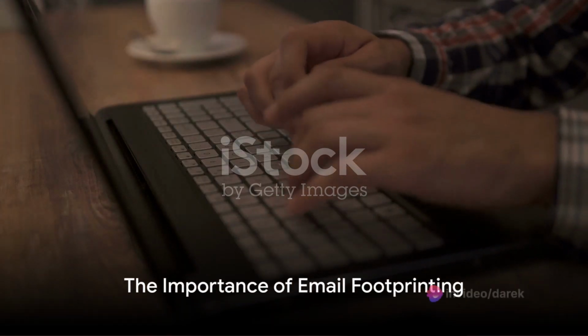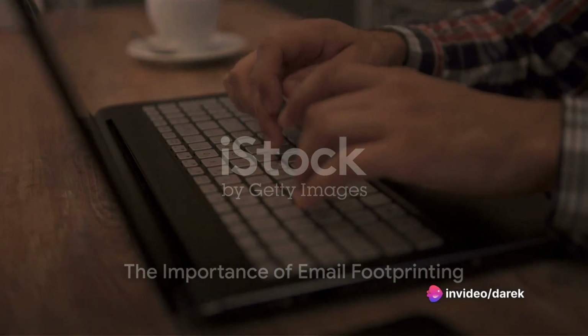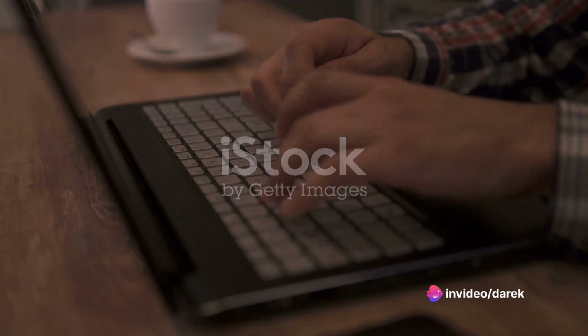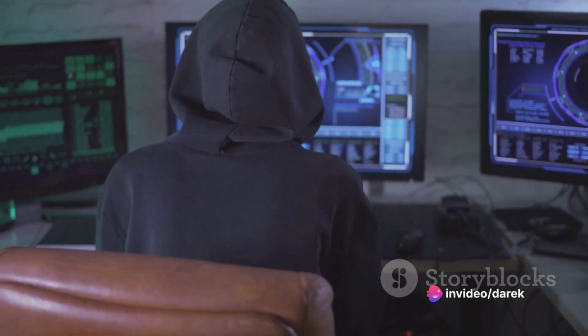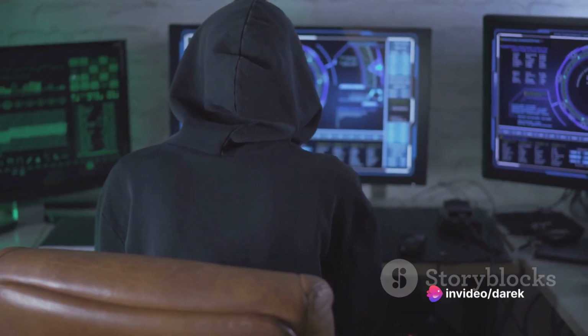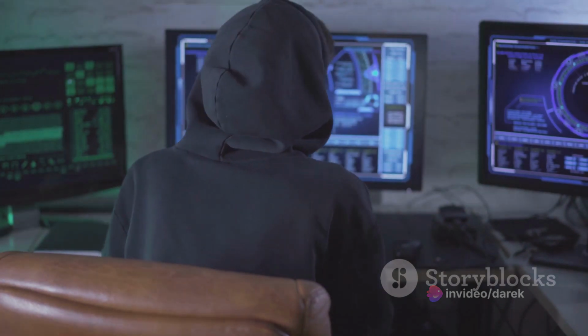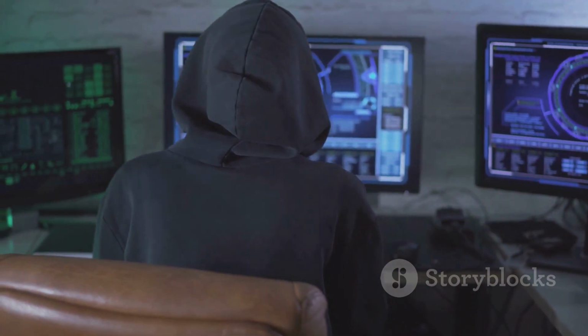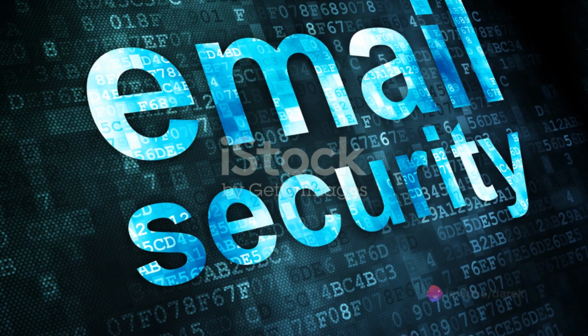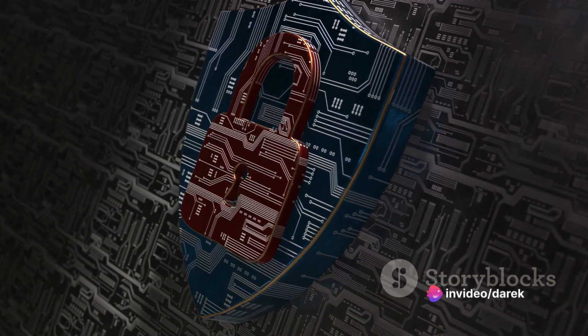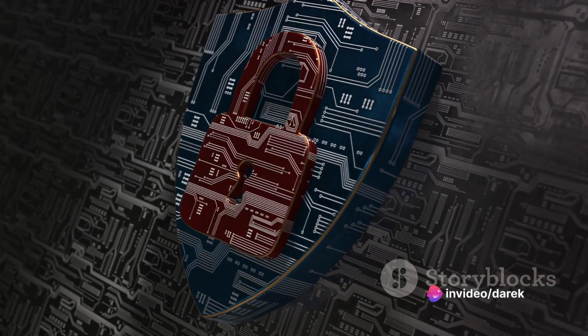Ever wondered about the importance of email footprinting in our digitally connected world? Well, in this era where almost everything is done online, email footprinting is crucial. It's a tool for maintaining security and privacy, a shield against the ever-increasing threats of the digital age. Imagine email footprinting as a detective who helps to uncover the hidden trails left by potential cybercriminals. It's through this process that we can prevent identity theft, phishing attacks, and other forms of cybercrime.